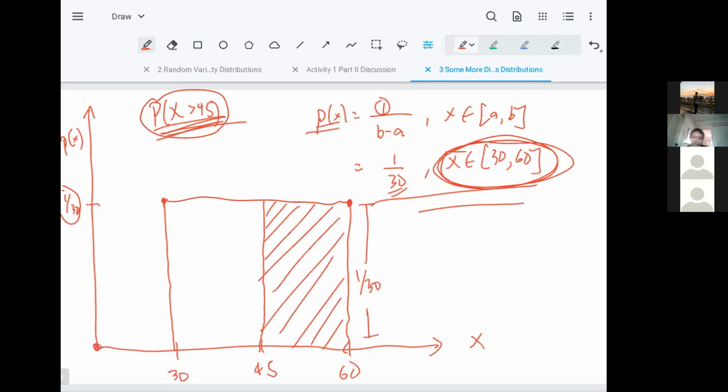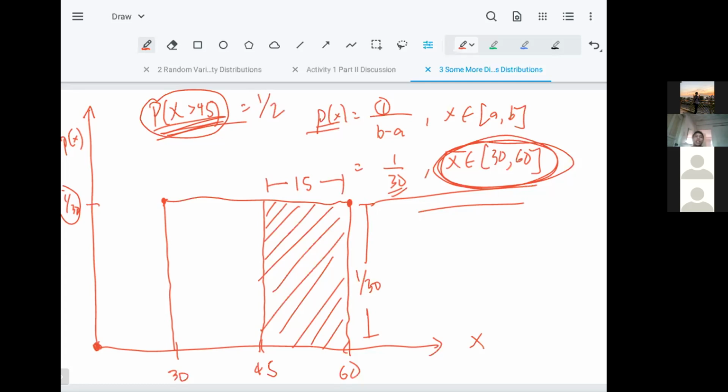Origin yan eh. Origin yan. So yung height 1 over 30 units. Hindi lang drawn to scale kaya medyo pangit. Pero ito, ilang units to? Tama yung 60 minus 45. 15 units yan. So 15 over 30. Which makes sense. Half ng rectangle yung na-occupy, di ba? So it means 1/2 or 50% of the time, Lebron will be late.